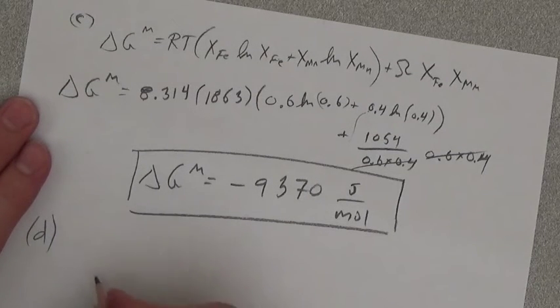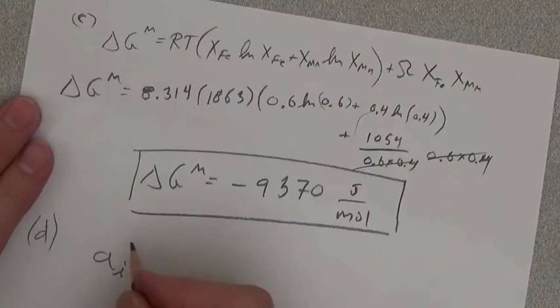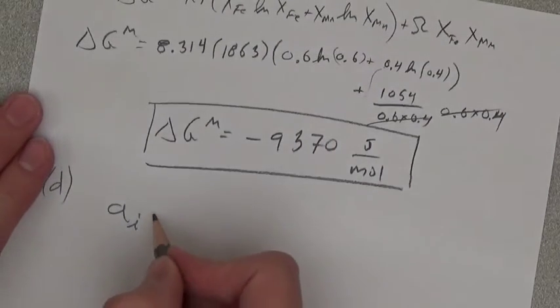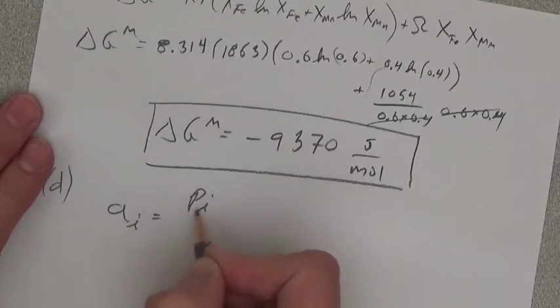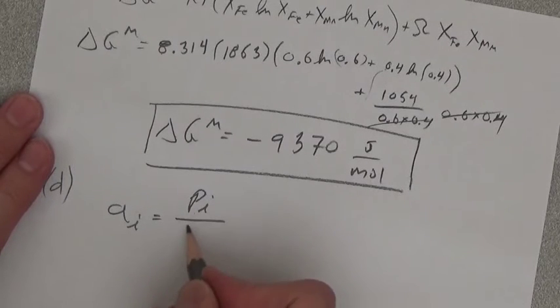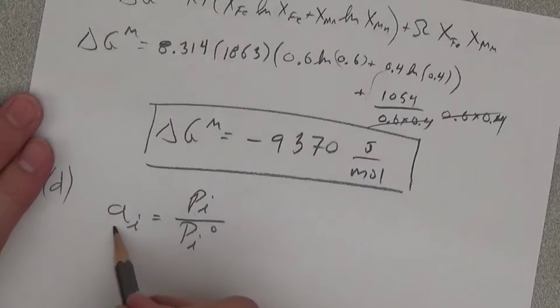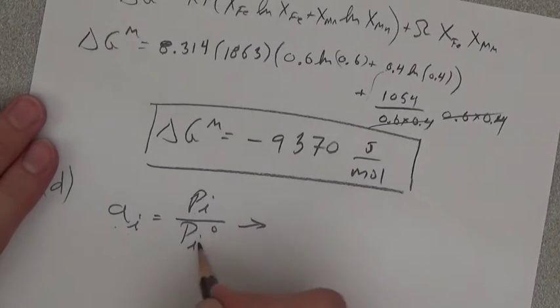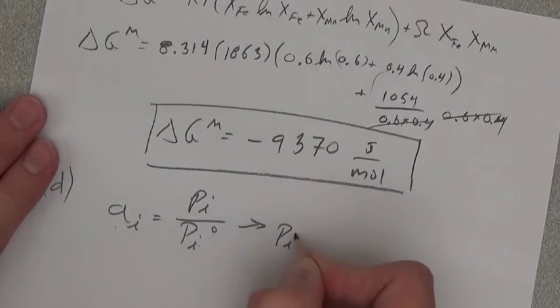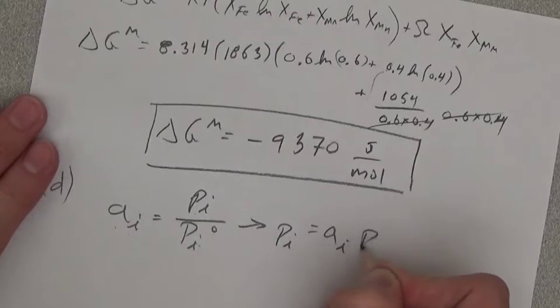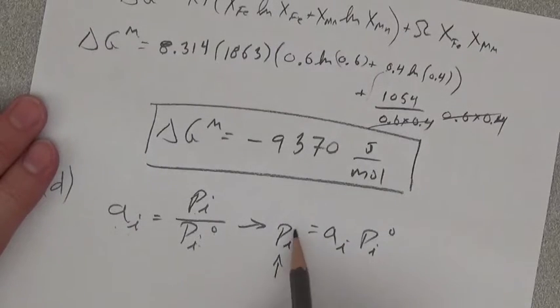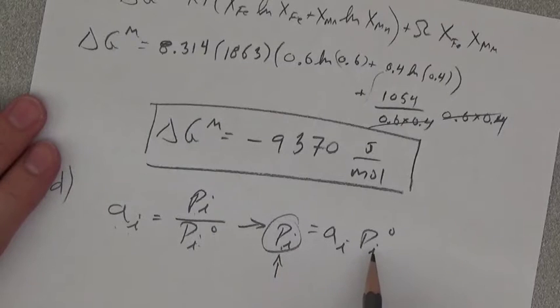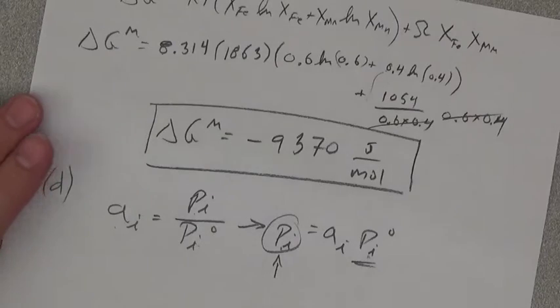So the activity of some element is equal to the partial pressure divided by... that's the activity in a solution, it's the partial pressure above the solution, and this is the partial pressure above the elemental form of that species. So Pi is equal to ai Pi 0. We're solving for the partial pressures, and we can take this from the appendix in the back of your book.